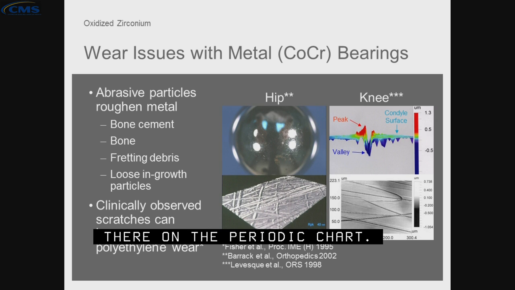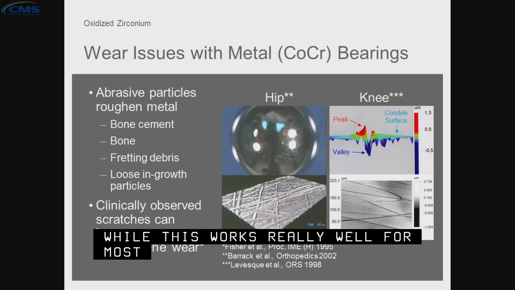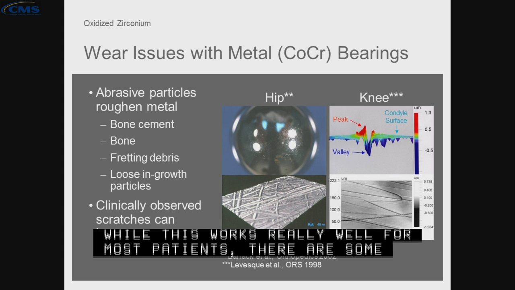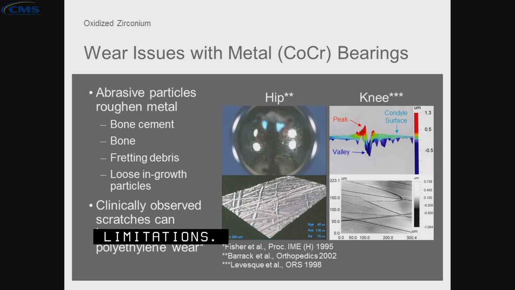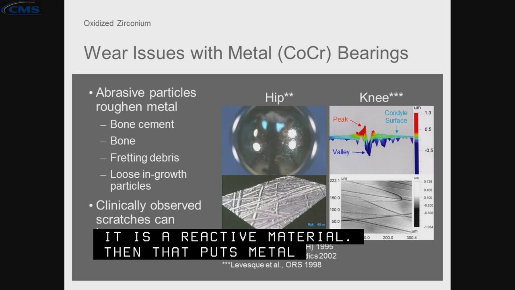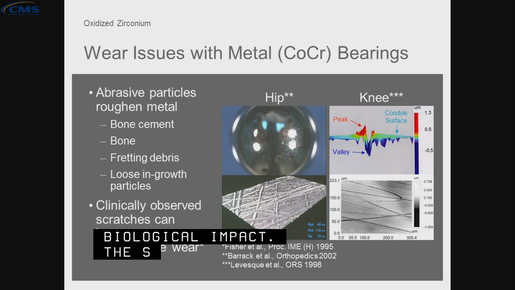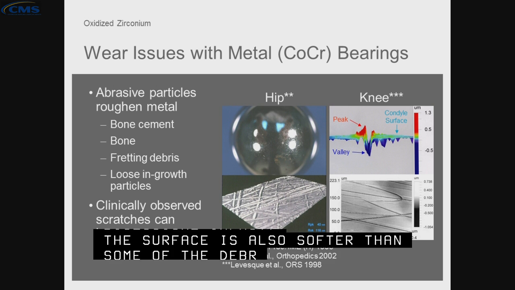While this works really well for most patients, there are some limitations. One is that it can corrode. It's a reactive material, and that puts metal ions into the body, which can cause biological impact. The surface is also softer than some of the debris that can be in the joint: ceramic particles, metal fretting debris, bone particles, and so on.